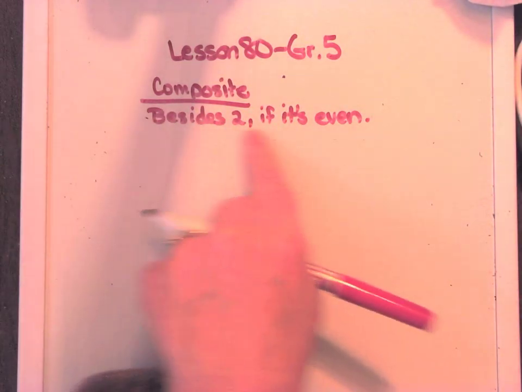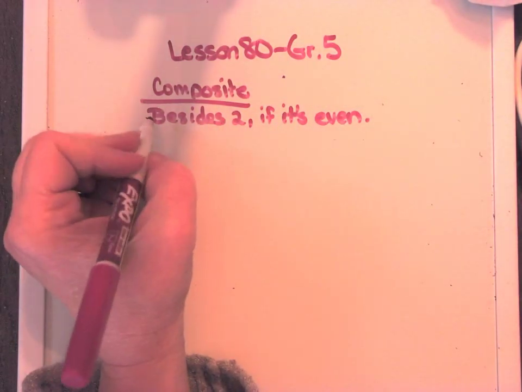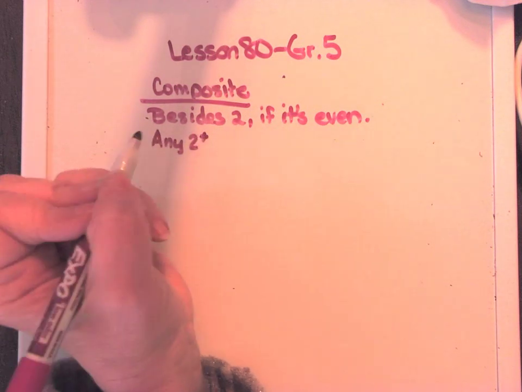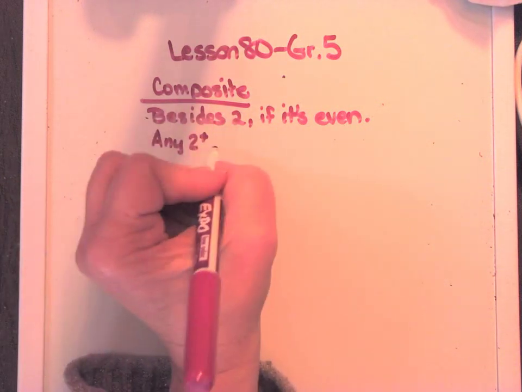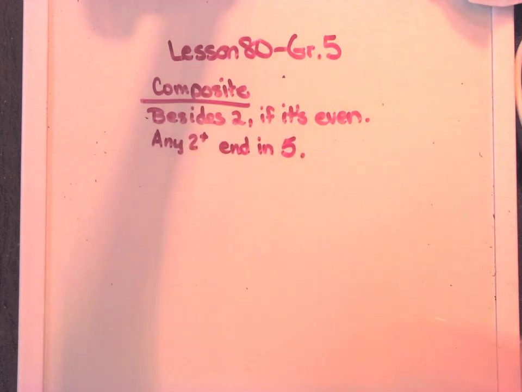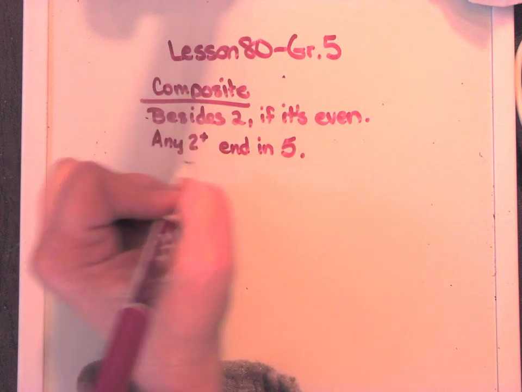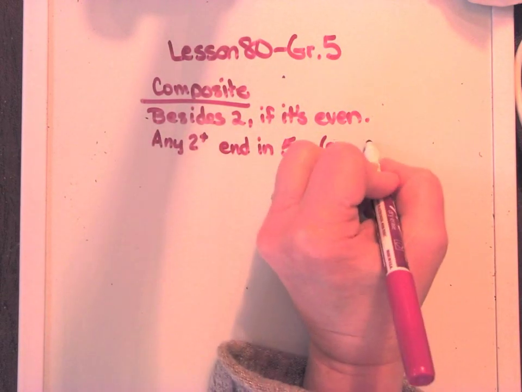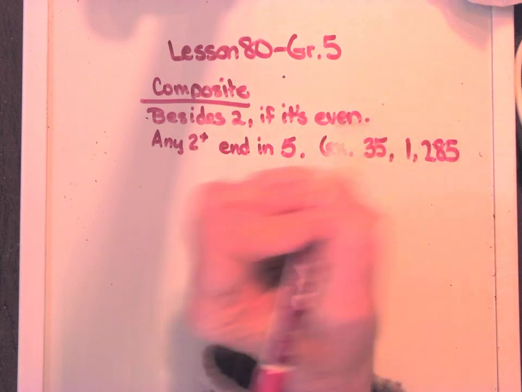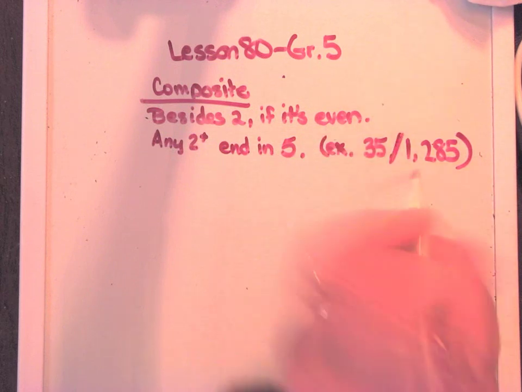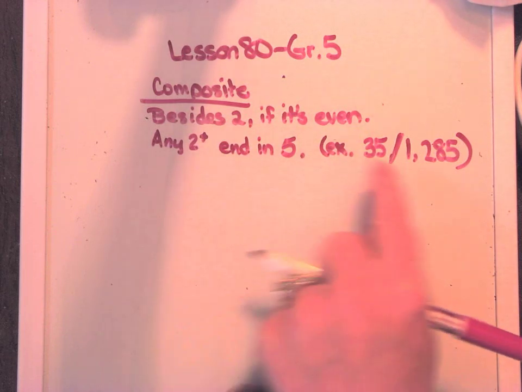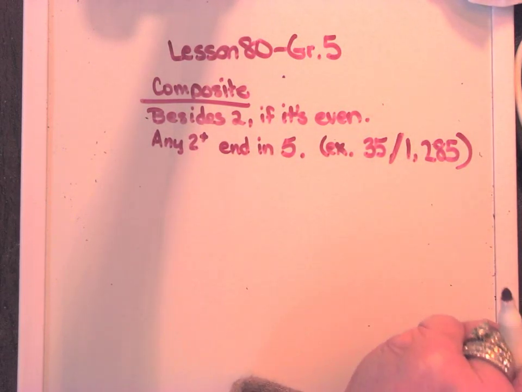Okay. Now, when you're looking at numbers with two or more digits, that means just 2 or more digits, any number that ends in 5, for example 35 or 1,285, is composite, because they end in 5, and that means they can be divided by 5, or there's a number times 5 that would give me that number.